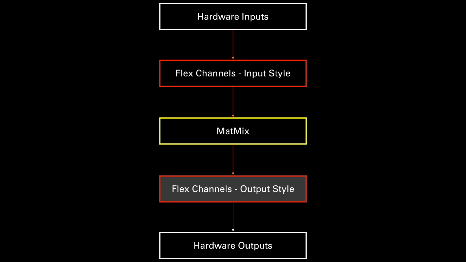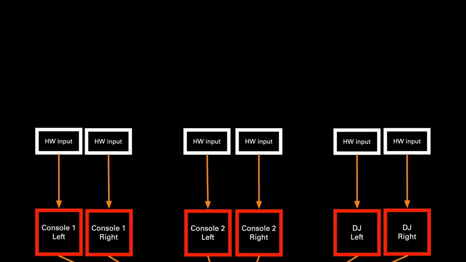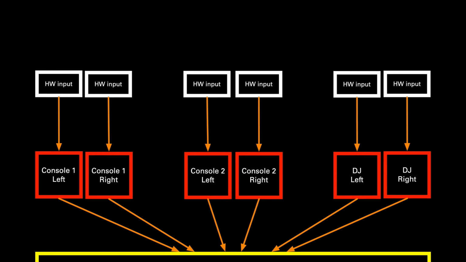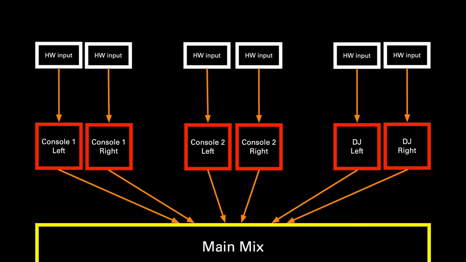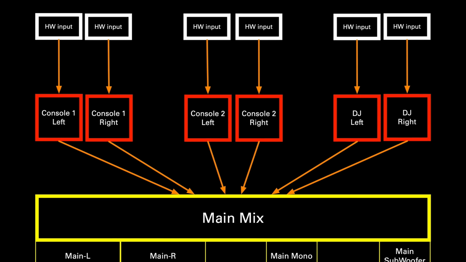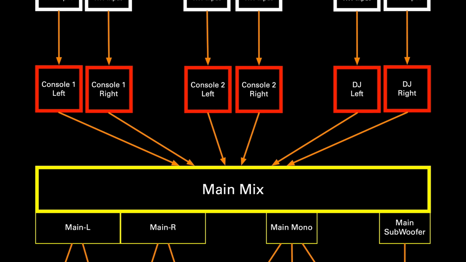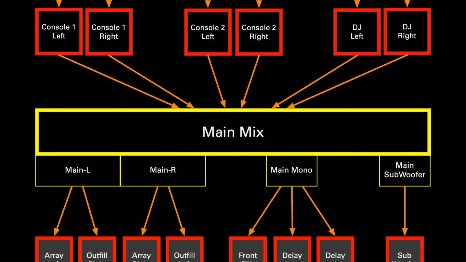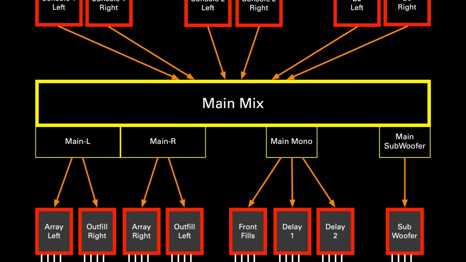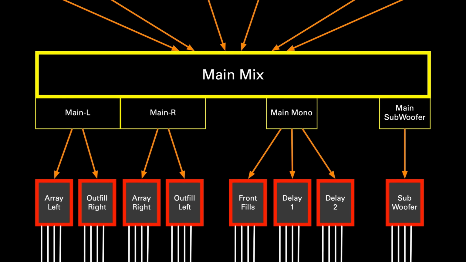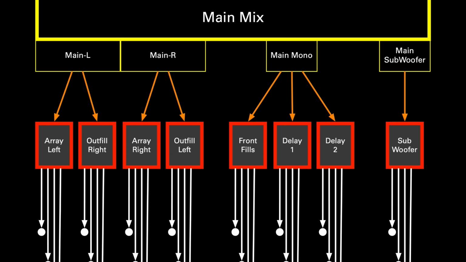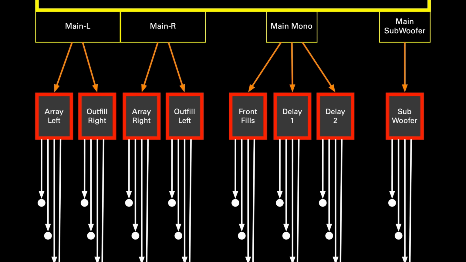Now in greater detail. From 3 stereo stream hardware inputs coming in from a couple of live consoles and from a DJ rig, we manage them with 6 input flex channels. We mix the whole set with a 16x4 MatMix. We feed arrays and outfills flex channels with MatMix stereo master, front fills and delays with the first mono master, and subwoofers with the second mono master.